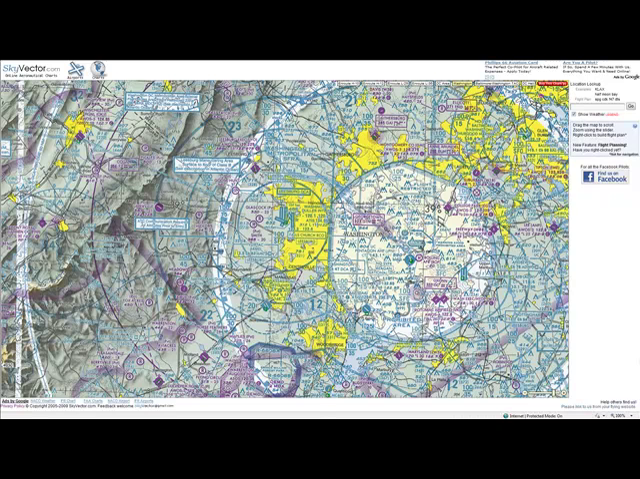In this video, we're going to talk a little bit more about navigation. But before we get into the G1000 itself, let's look at the sectional chart of the Washington, D.C. metropolitan area and get our bearings on where everything is.